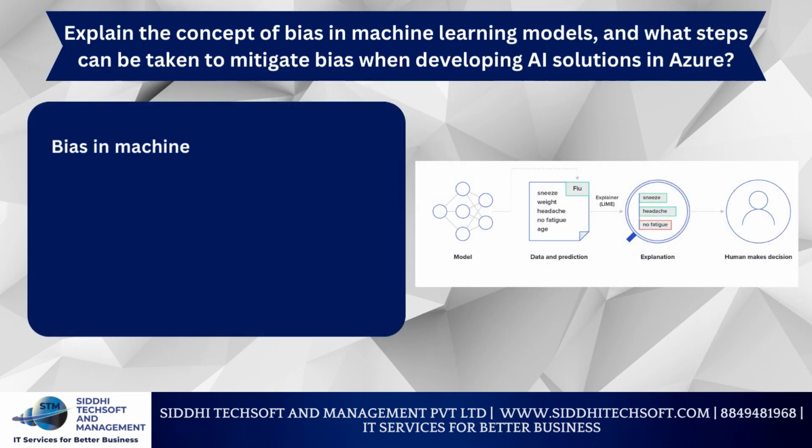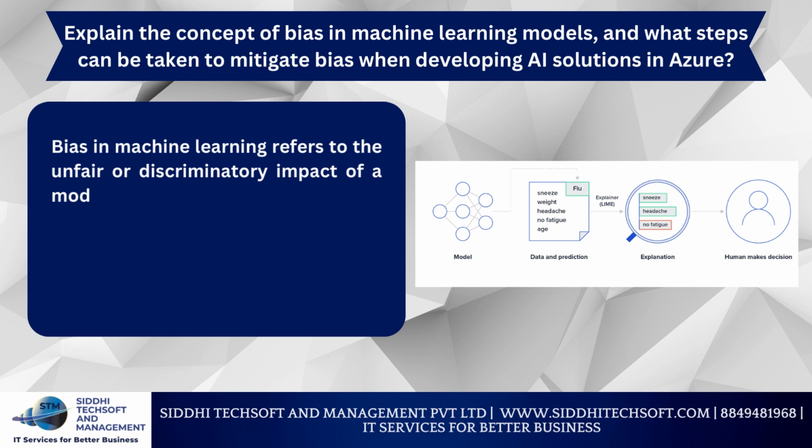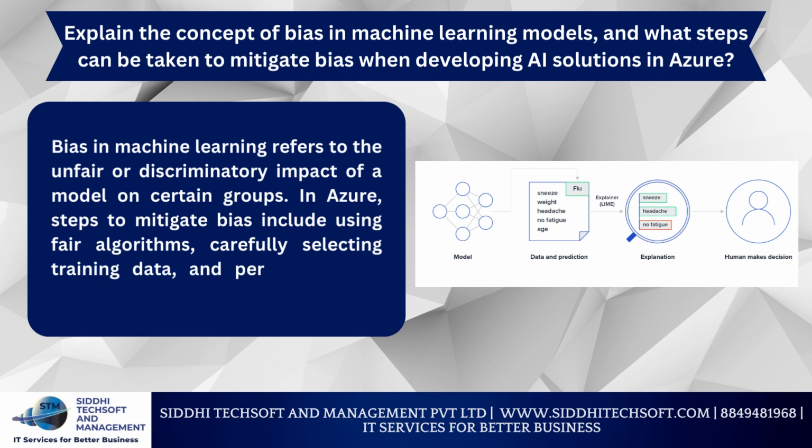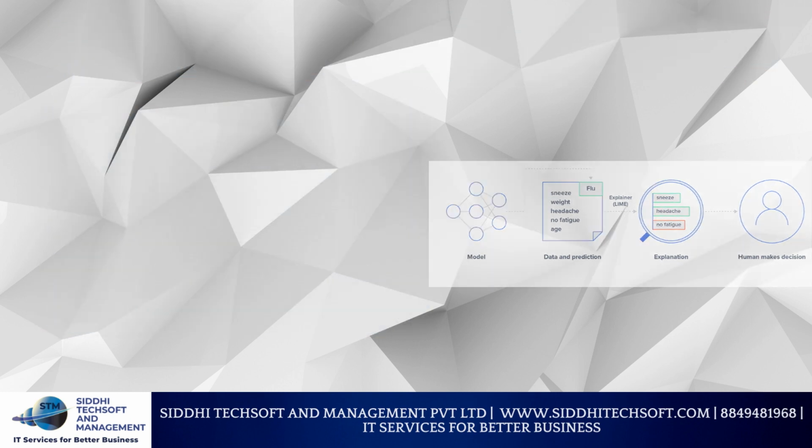Explain the concept of bias in machine learning models, and what steps can be taken to mitigate bias when developing AI solutions in Azure. Bias in machine learning refers to the unfair or discriminatory impact of a model on certain groups. In Azure, steps to mitigate bias include using fair algorithms, carefully selecting training data, and performing bias assessments.